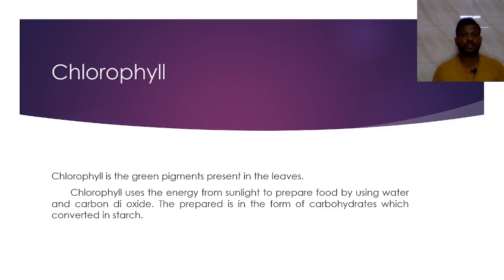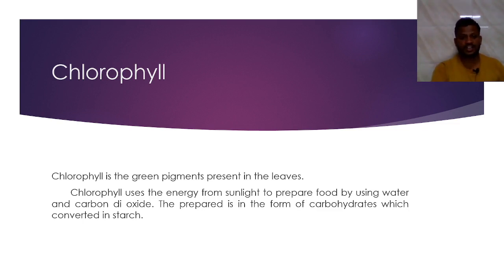The food may be stored in the stem, or in the leaves. Plants may store the starch in the form of fruits. Maybe the plants store their food in the roots. In the different parts of the plants, they can store their food. The stored food is in the form of starch.